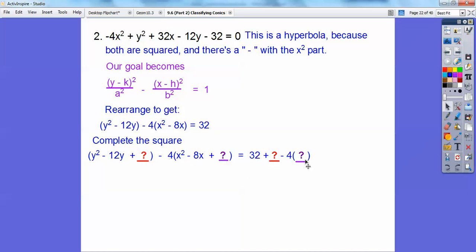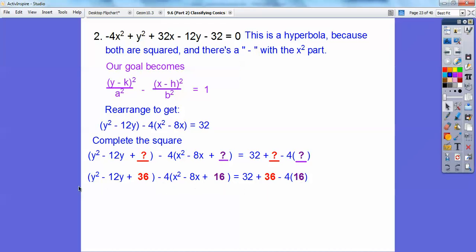So that's going to go right there. Okay? So again, I did half of 12 is 6. 6 squared is 36. There's plus 36 plus 36. Here I did half of 8, which is 4. 4 squared is 16, so I did plus 16 in there, but it's actually a negative 4 times 16, so there it is right there.